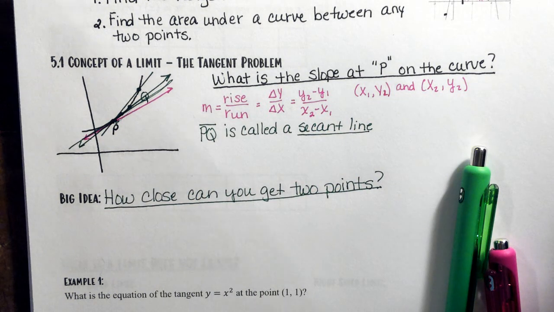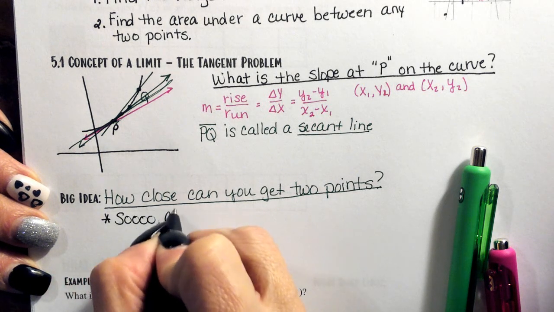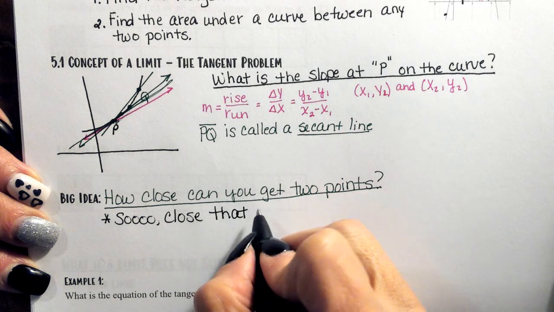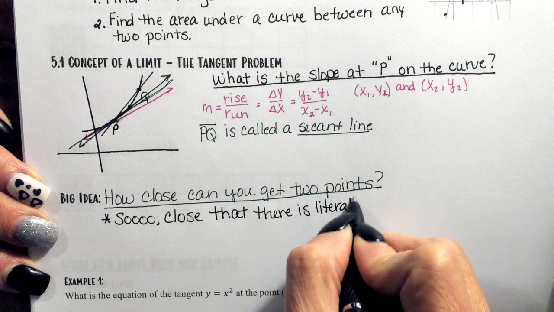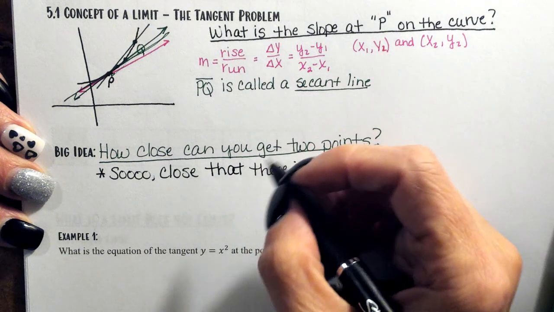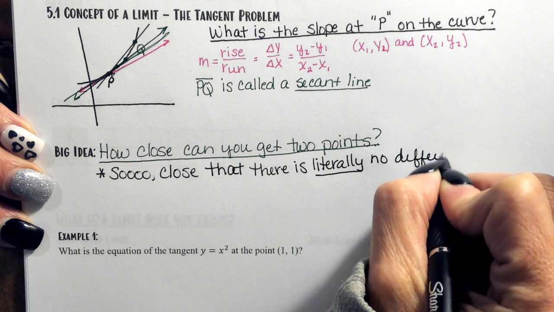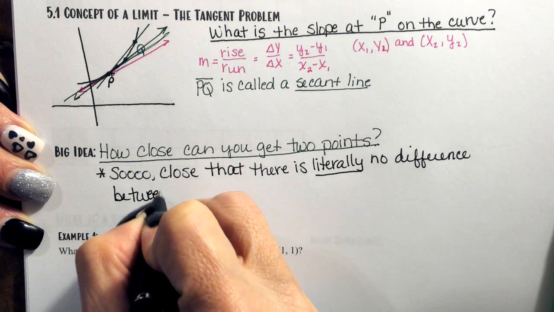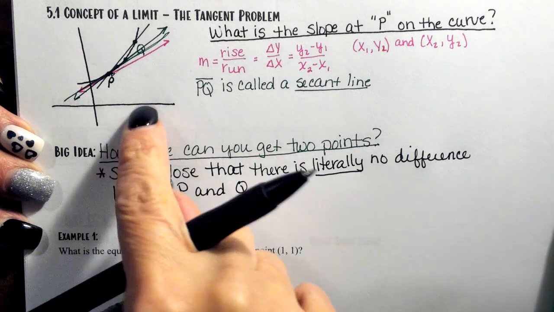I'm going to put we can get them so close that there is literally, and I'm doing a lot of writing because I want you to have this whenever you go back to look at it. You have this vocabulary here, that there's literally no difference between P and Q. And remember, P and Q are my points up here.